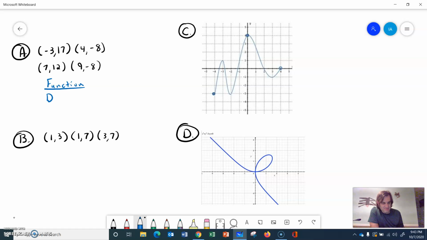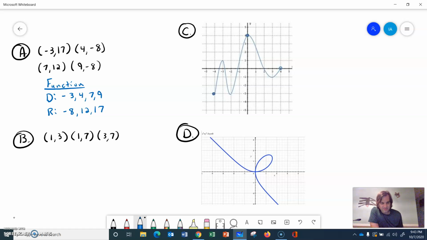So in that case, we can state the domain as listing the x values, which are -3, 4, 7, and 9. And the range are the y values. Those are the outputs. I don't have to put them in order, but I am -8, 12, and 17. You can list the -8 twice if you want to, but you don't have to.